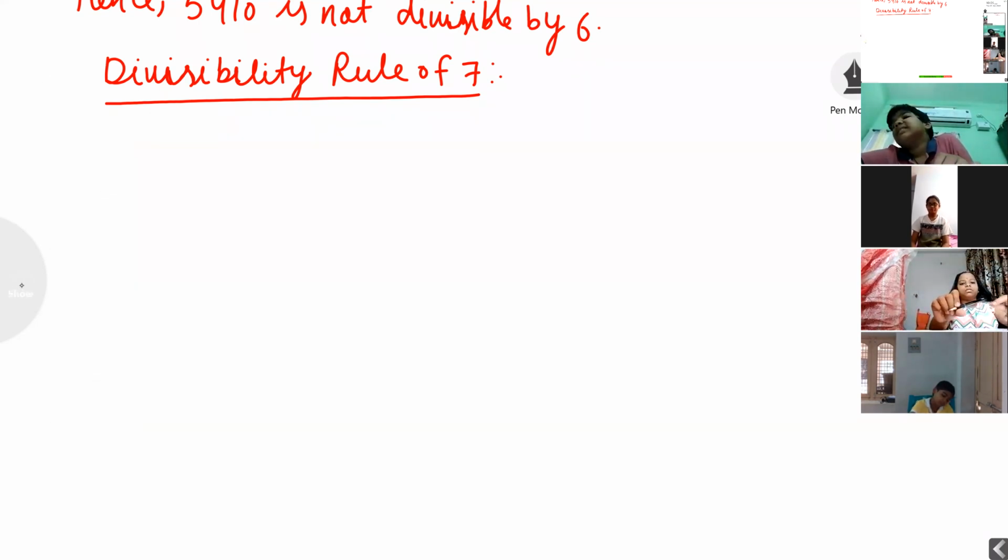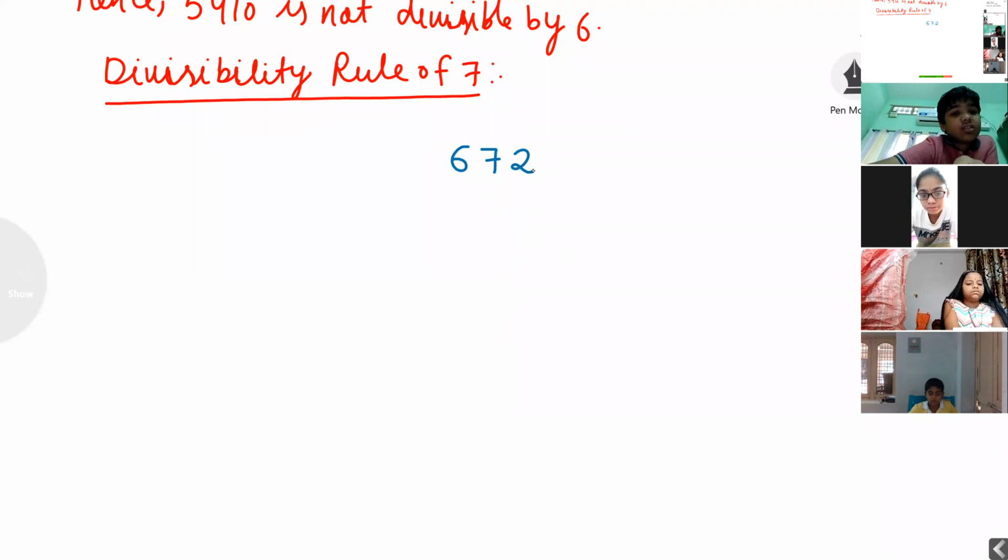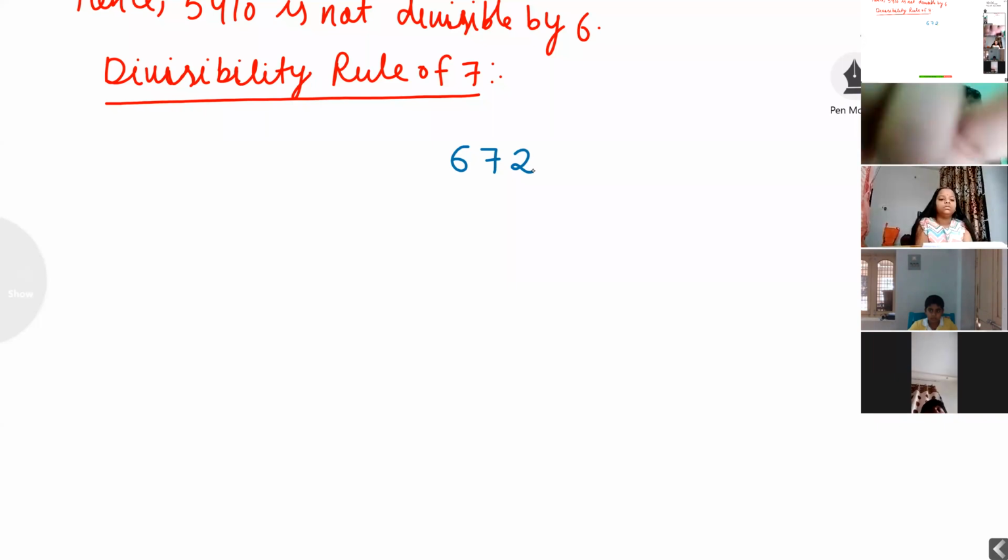Now all students stop writing. How to check whether the given number is divisible by 7 or not? Listen carefully, everyone. I have written one example, 672. I want to check whether 672 is divisible by 7 or not. How to check? Listen carefully.